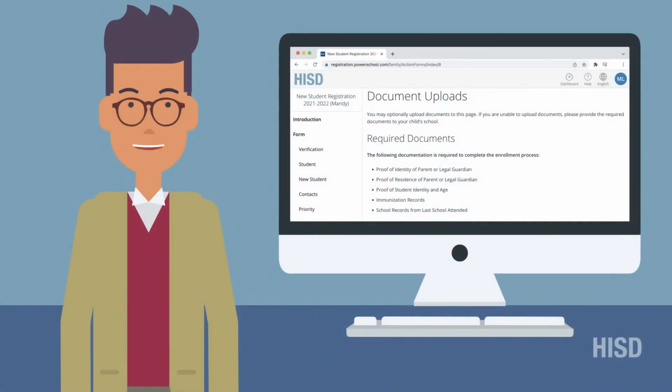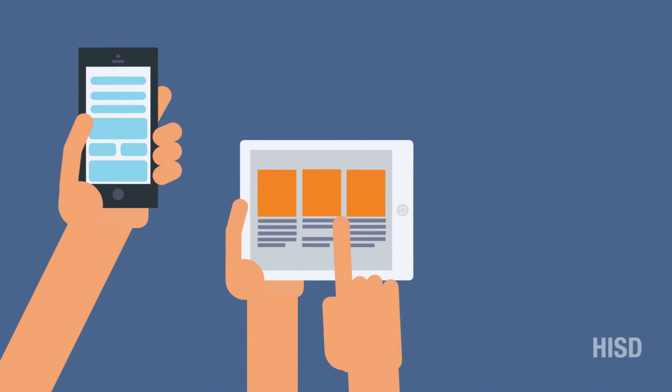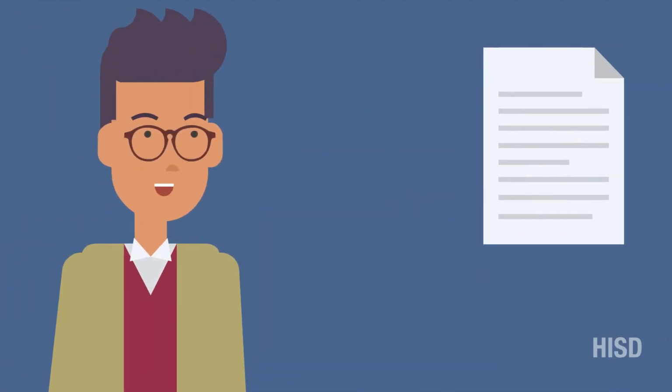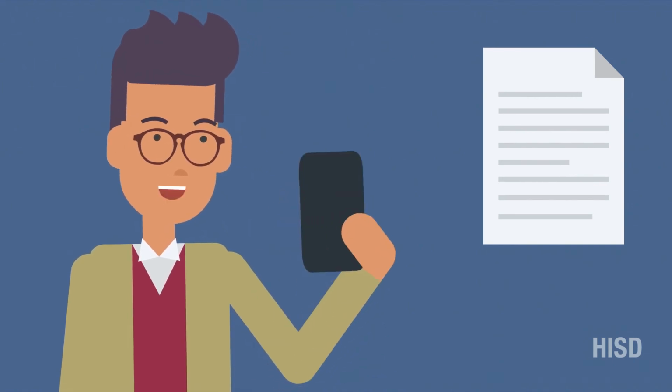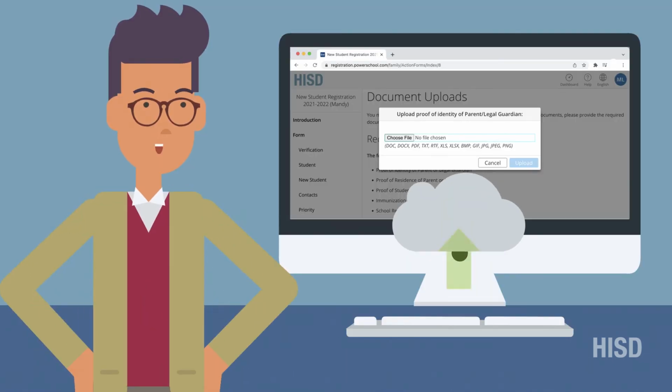Also, the required documents for enrollment can be uploaded on the online form. If you are using a phone or tablet, or do not have an electronic copy of a document, you can upload documents by taking a picture of the physical copies with your phone or tablet, and then upload the picture to the form.